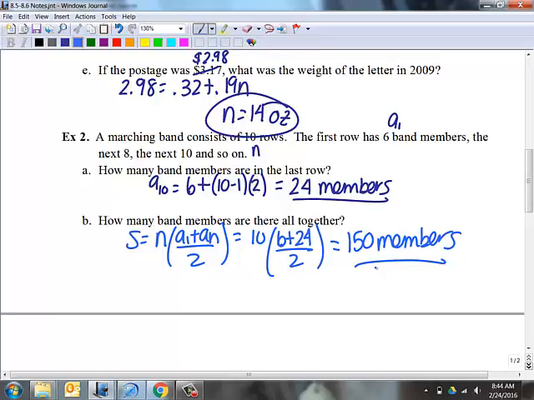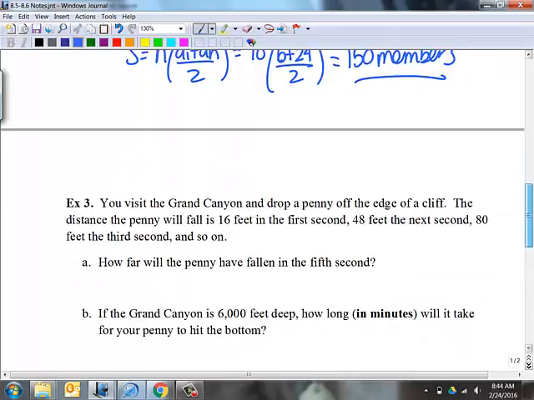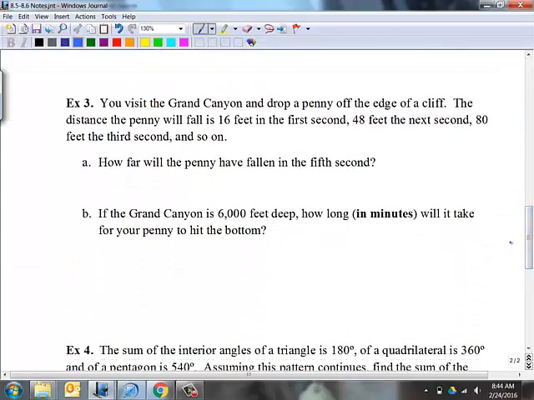Okay, flip it over. It says you visit the Grand Canyon and drop a penny off the edge of the cliff. The distance the penny will fall is 16 feet in the first second, 48 feet in the second, 80 feet in the third second, and so on. How far will the penny have fallen in the 5th second? So we have AN equals A1 plus N minus 1 times D. So we need some information here. We at least need A1 and we need D. What's A1? 16. What's D?